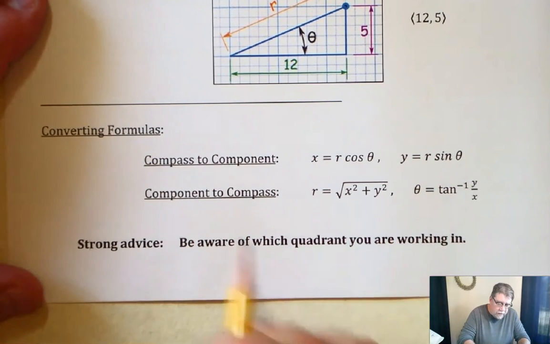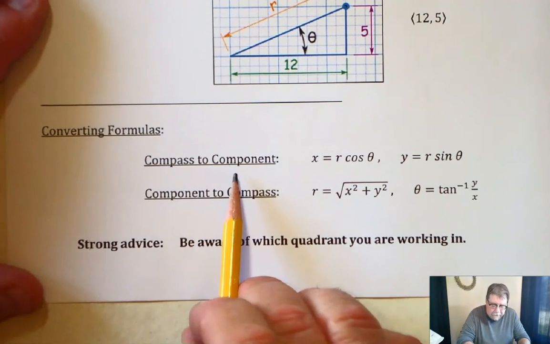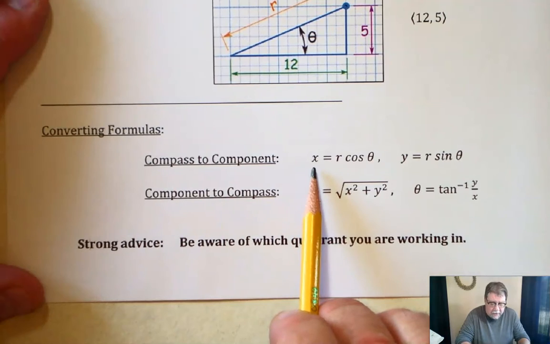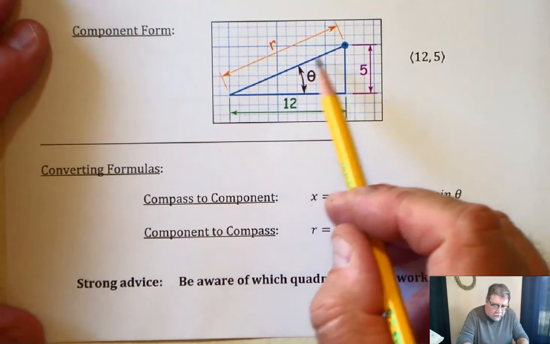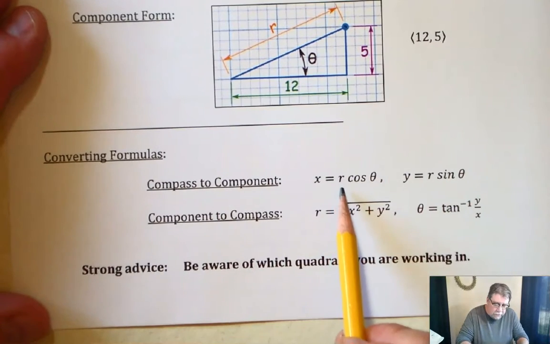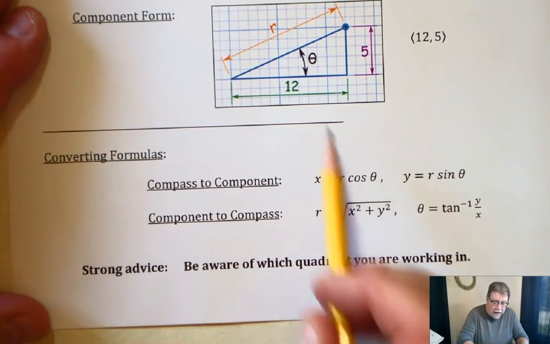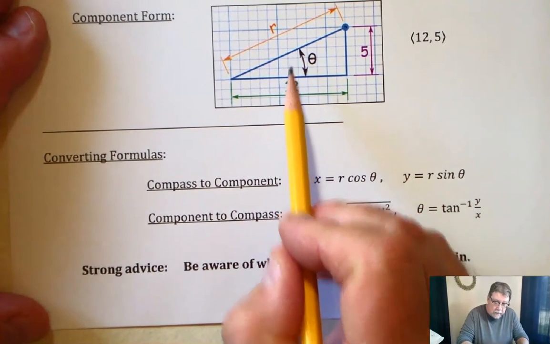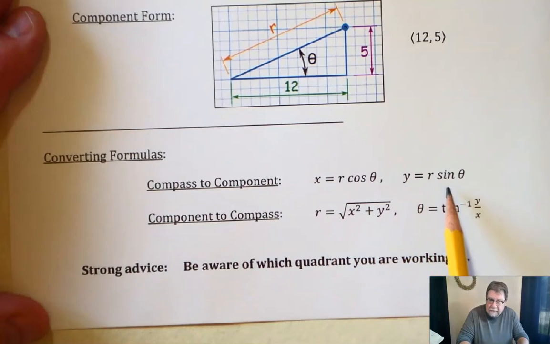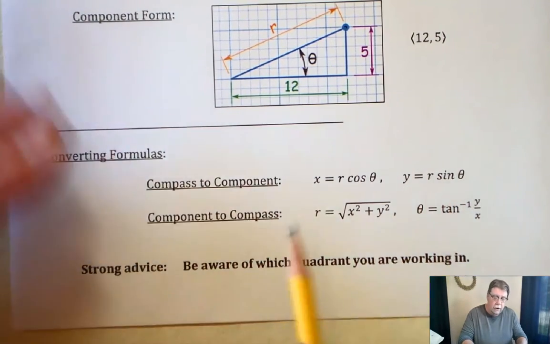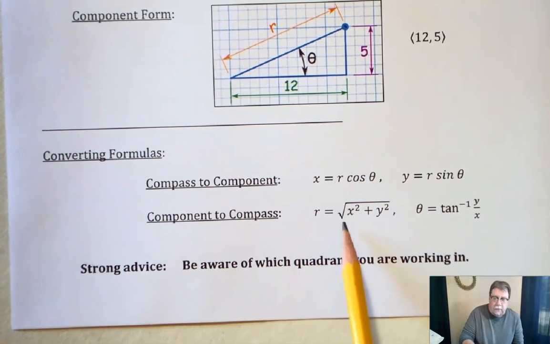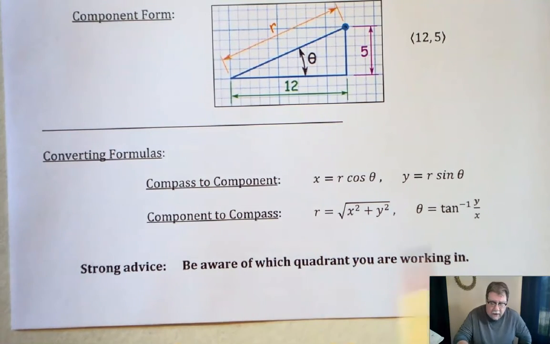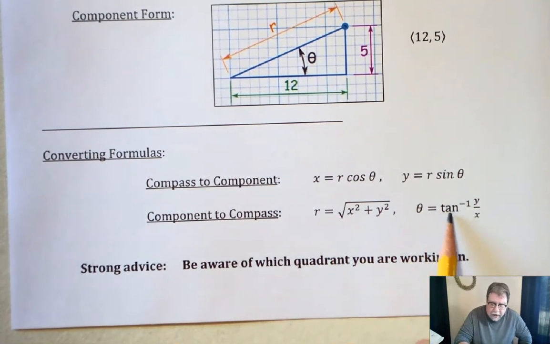So we're going to convert from compass form to component form. We're simply going to take x equals r, where r is the magnitude of the vector. That's r right there. The magnitude of the vector times the cosine of the angle, and the angle would be this angle. And y would be r times the sine of that angle. If we wanted to go from component form back to compass form, we would use r equals the square root of x squared plus y squared, and theta would equal the inverse tangent of y over x.